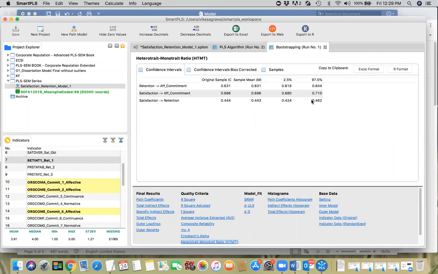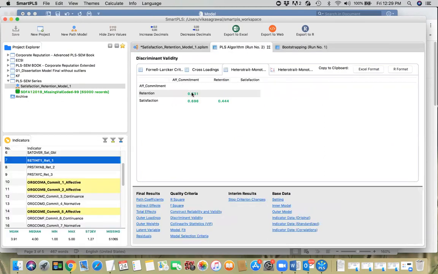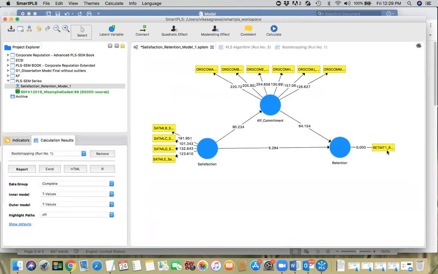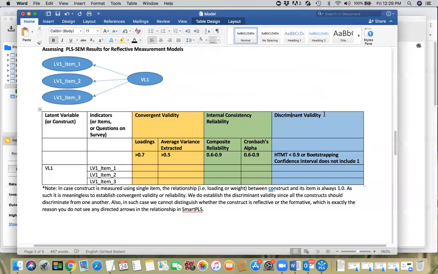Because if it includes one, that means the values are not reliable, and it could mean that they are basically the same construct, retention and commitment, or satisfaction. If the values are greater than 0.9, the confidence interval might include 1, which means they are not discriminating well among themselves, and you are not satisfying the discriminant validity criterion. So here we have satisfied discriminant validity.